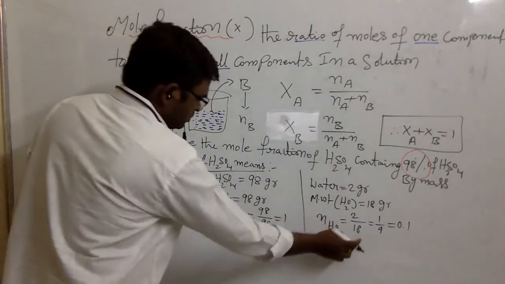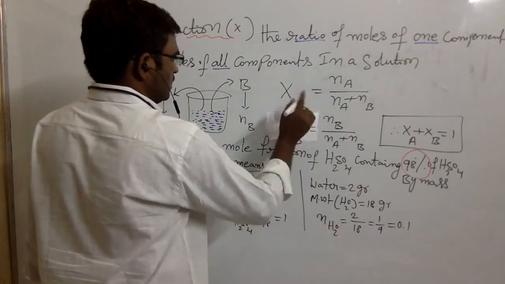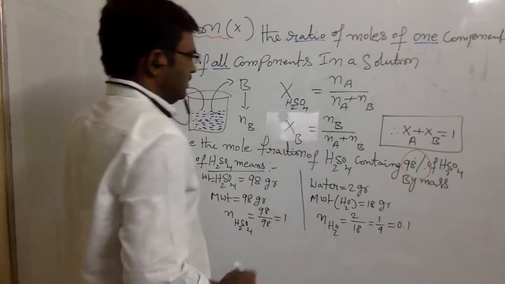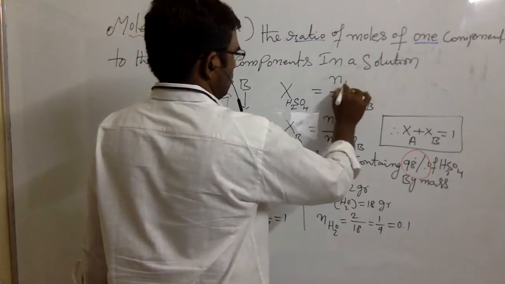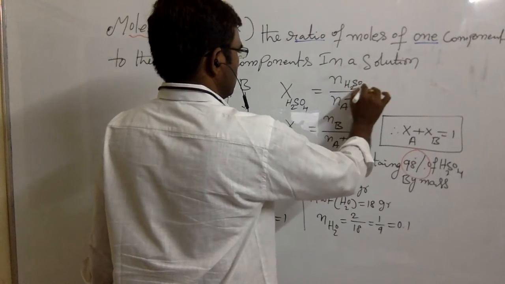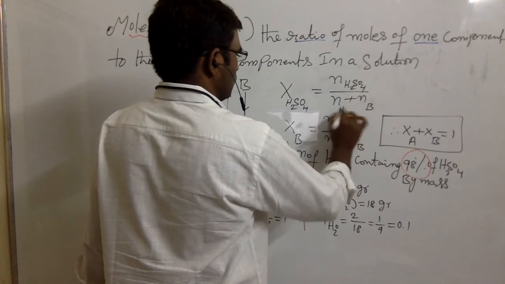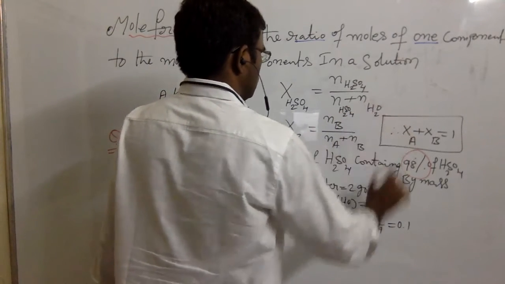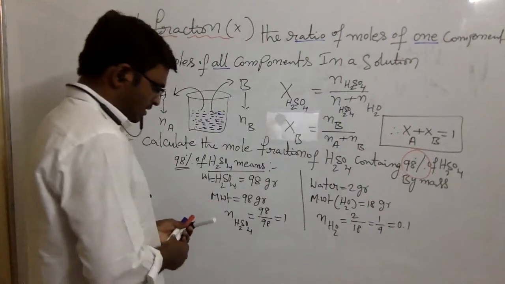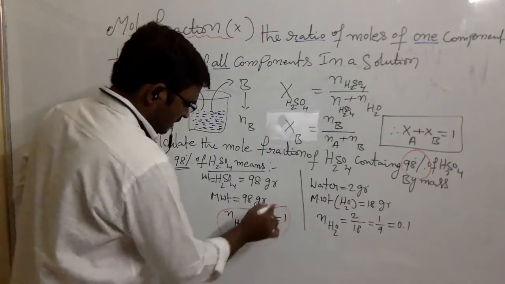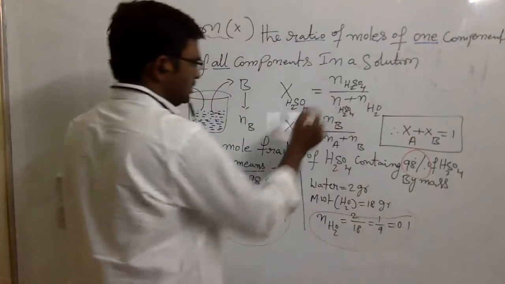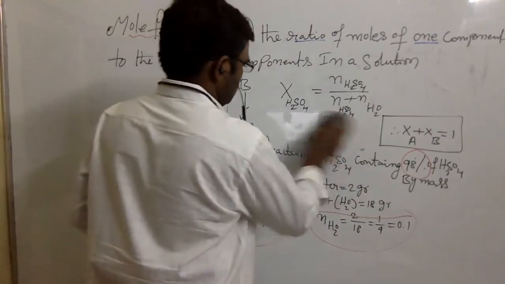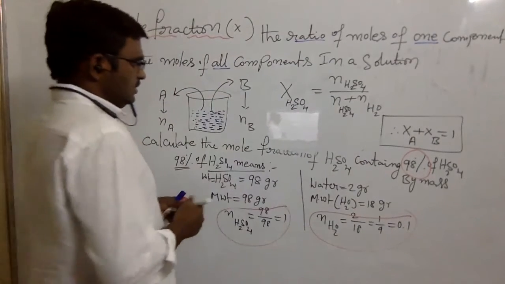So these two values are substituted in the given formula. We want the mole fraction of sulfuric acid. For the numerator, write only the moles of sulfuric acid, and for the denominator, write the moles of sulfuric acid and moles of H2O. Okay, students, then substitute these two values in the given formula, simplify, and you get the answer.